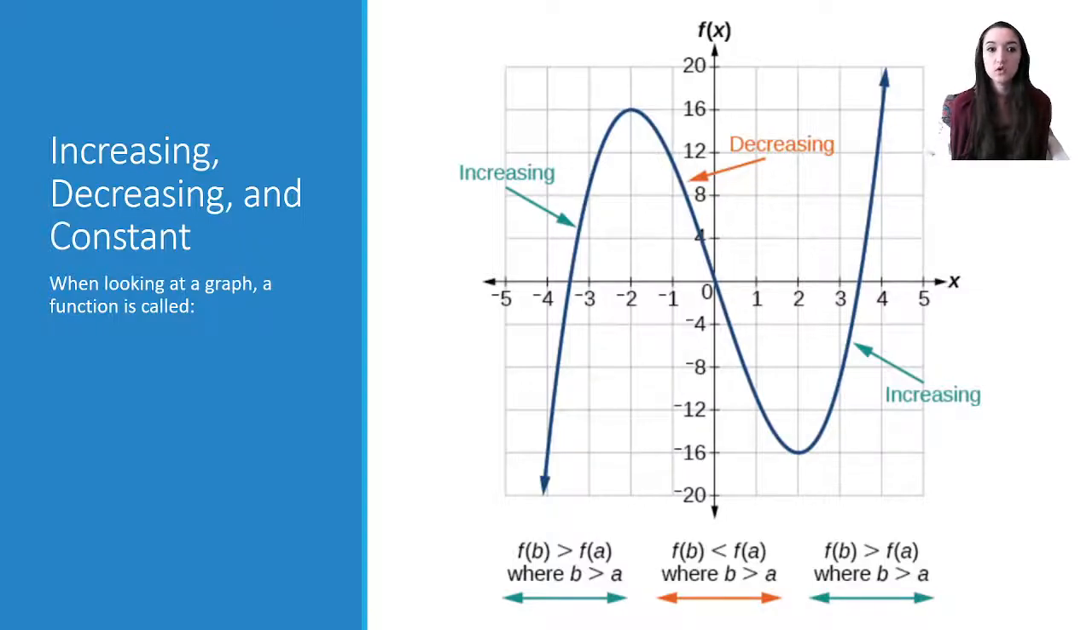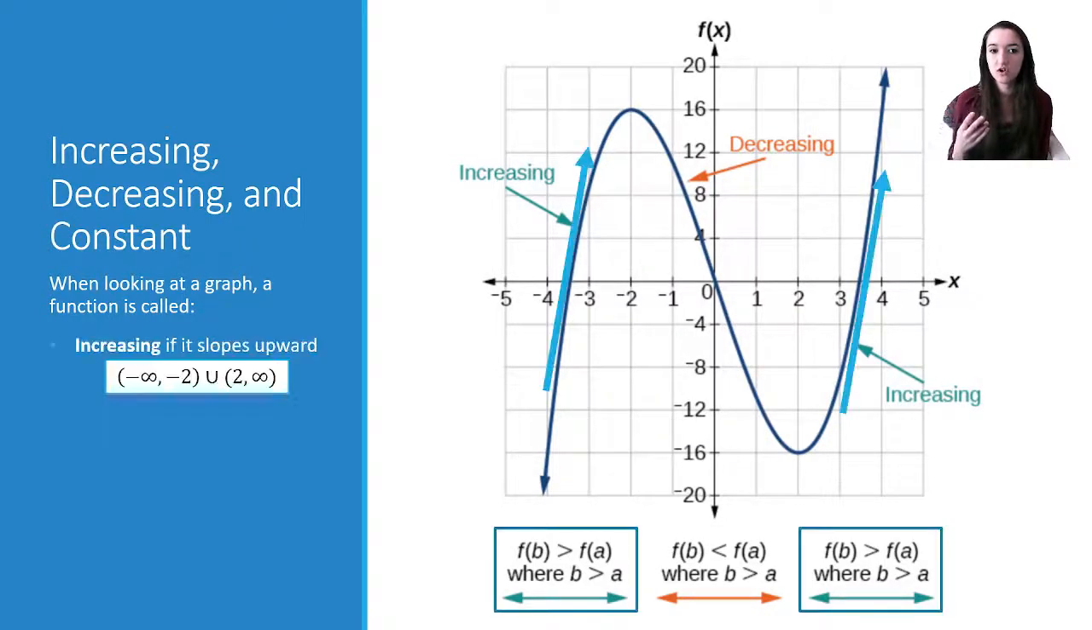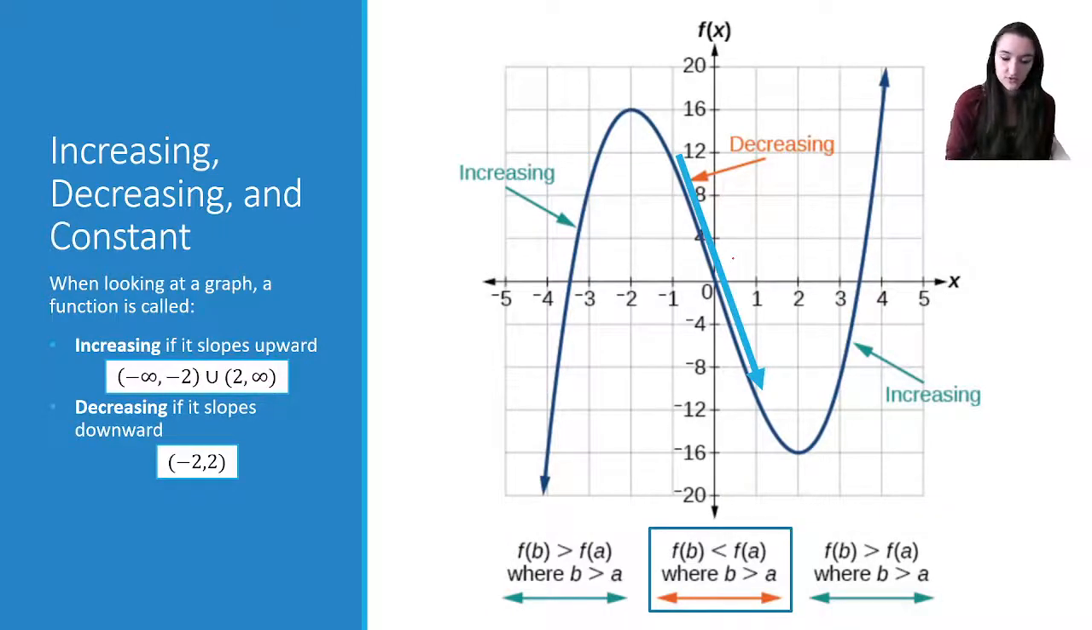So, when looking at a graph, a function is called increasing if it slopes upward. If I can draw any line here, and it's clearly going up, it's increasing here. It's also clearly going up here. If I draw these tangent lines, we can see that it is going upward. But it is decreasing whenever it's sloping downward.